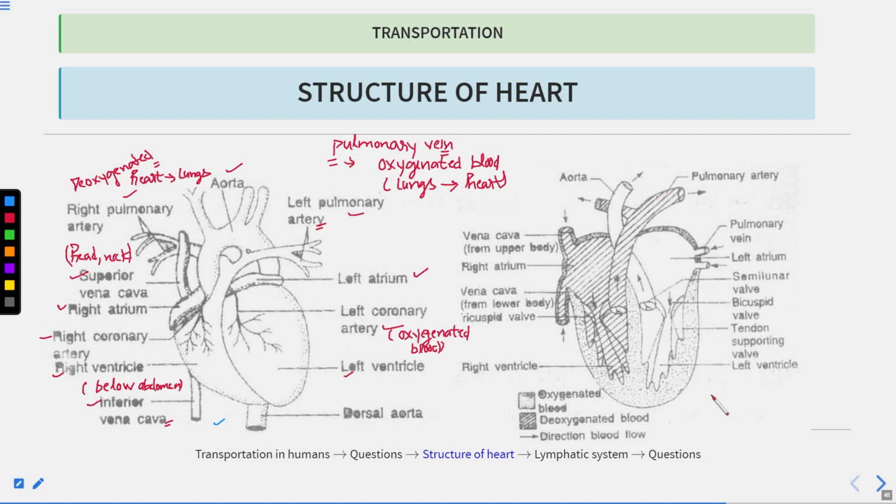Then in this diagram on the right hand side, you can see the blood flow, and you can also see in which region the oxygenated blood is present and in which region deoxygenated blood is present.